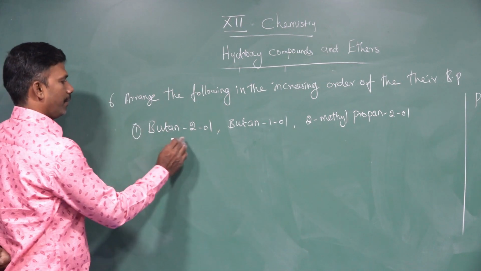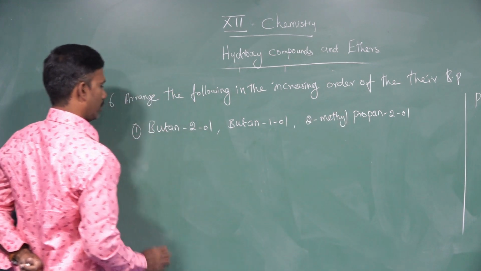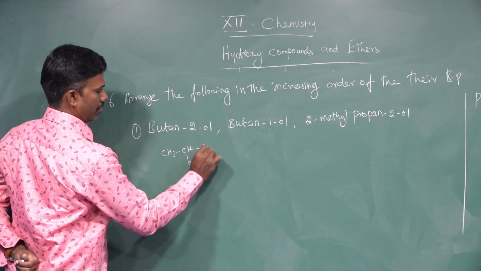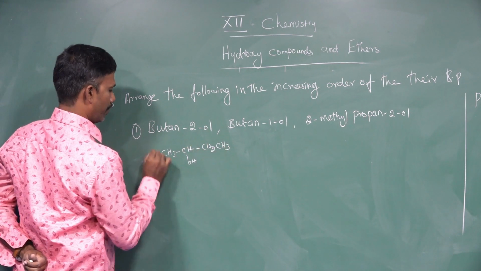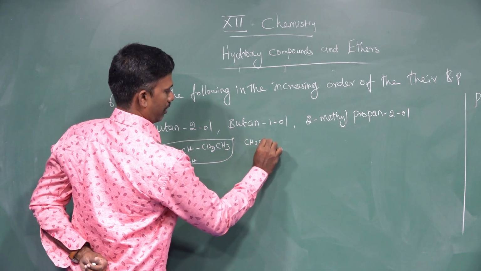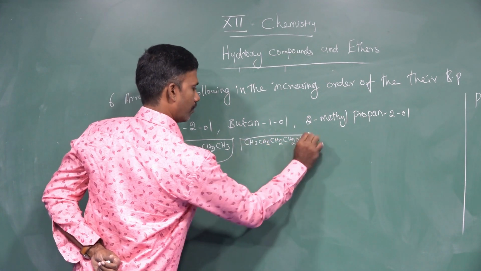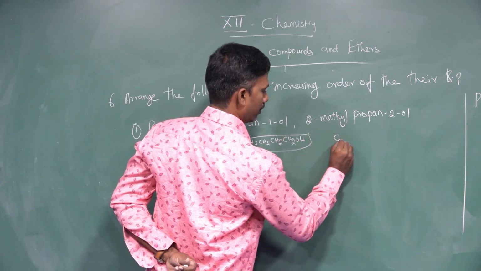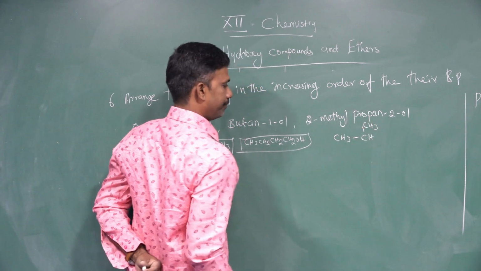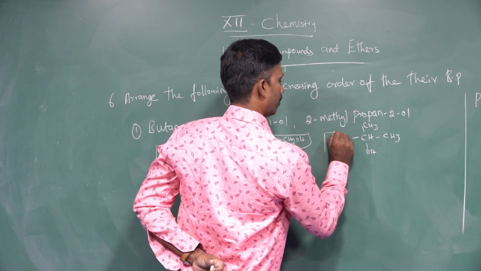Okay. What is given? Butan-2-ol, butan-1-ol, and 2-methylpropan-2-ol. So butan-2-ol: CH3, CH, OH, CH2, CH3. Then butan-1-ol: CH3, CH2, CH2, CH2, OH. Then 2-methylpropan-2-ol: CH3, C, CH3, CH3 with OH. Okay, this is the formula.